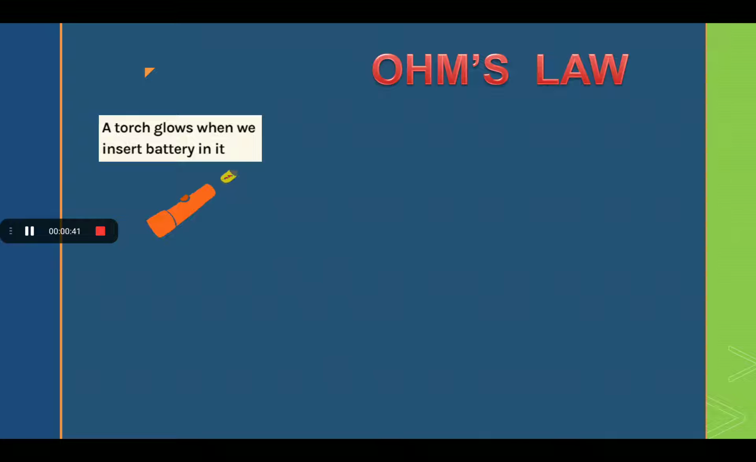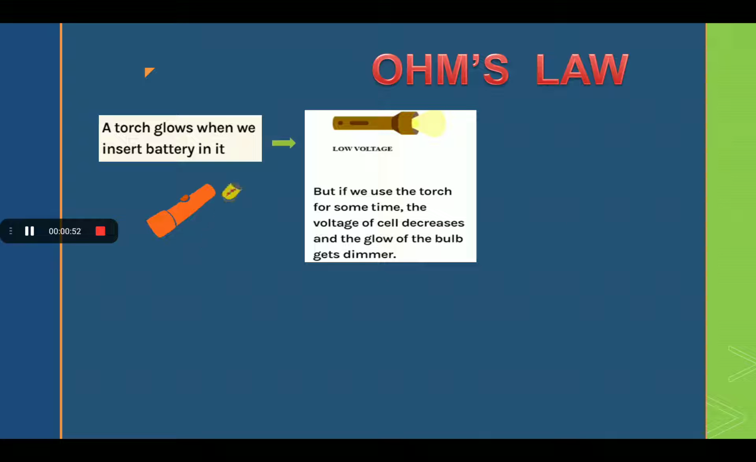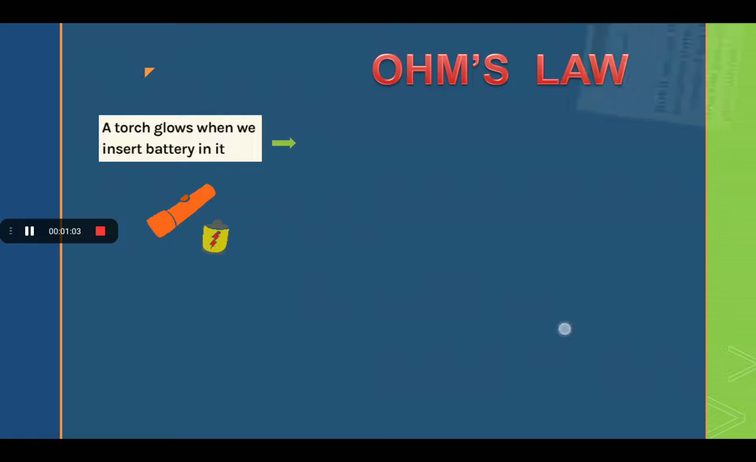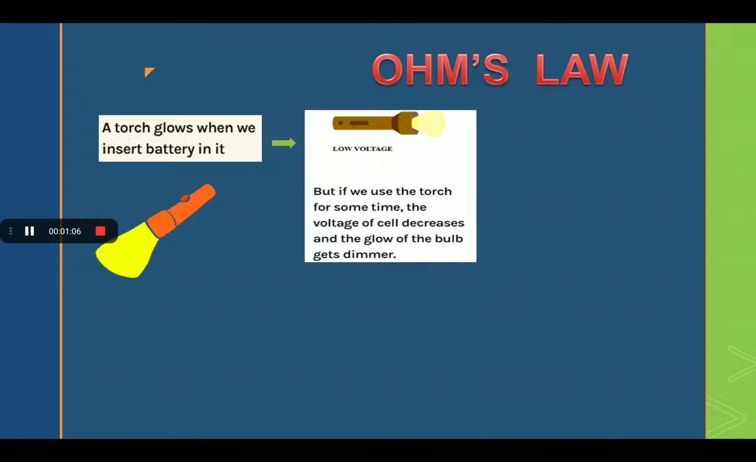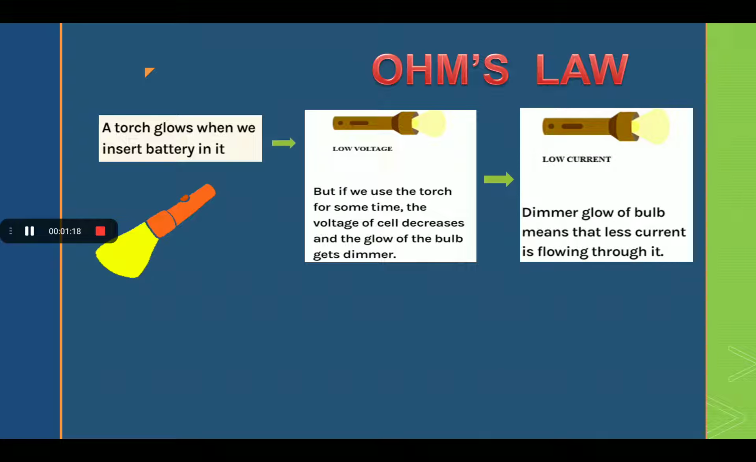When we use the torch for some time, we see that the intensity of the glow of the bulb gets dimmer. But why does it get dimmer? Because the voltage of the cell decreases, and the glow of the bulb gets dimmer. What is the meaning of a dimmer glow? A dimmer glow of the bulb means that less current is flowing through it.